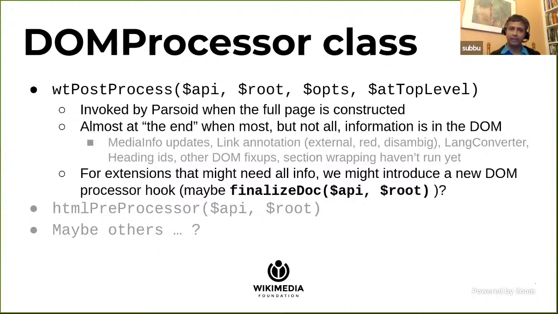So if your extension needs information that is not present at this point, then we may potentially have to introduce a new hook. So far, we've not found a need for this, so we've not added it. But in case your extension needs this, then let us know. Then maybe we can add one more hook called finalize doc, which is invoked right at the very end.